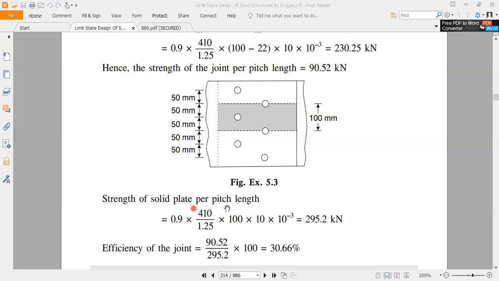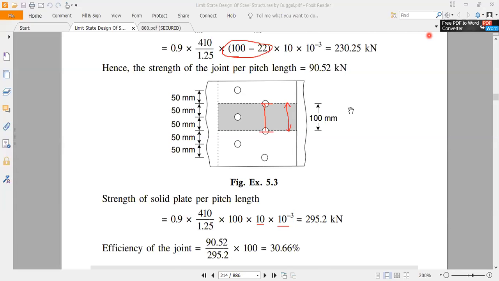Now strength of solid plate per pitch length. So if we assume that along this line there is no hole, okay, we will assume that there is no hole in this pitch length. Based on that assumption, we are finding the strength. That is equal to 0.9 Fu, same formula, but here we will not reduce B because there are no holes. So 100 into 10 into this, simple.